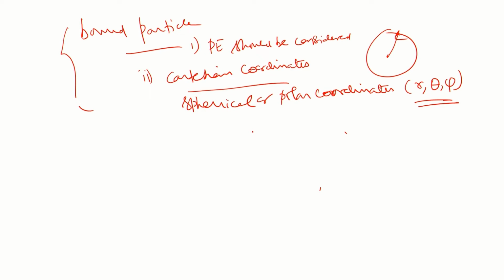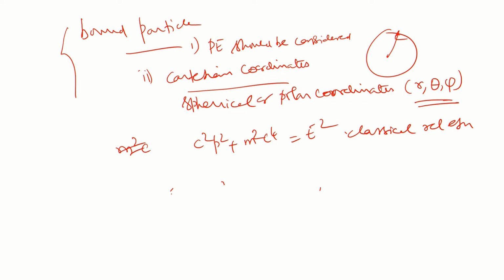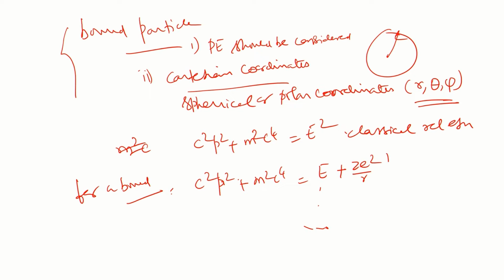We have to implement these two corrections in the free particle equation. The free particle equation is c square p square plus m square c power 4 equal to E square. This is the classical mechanical relativistic equation. The relativistic classical mechanical equation is this one, c square p square plus m square c power 4 equal to E square. For a bound particle, including the spherical or polar coordinates, we have to write c square p square plus m square c power 4 equal to E plus Ze square by r, whole square.